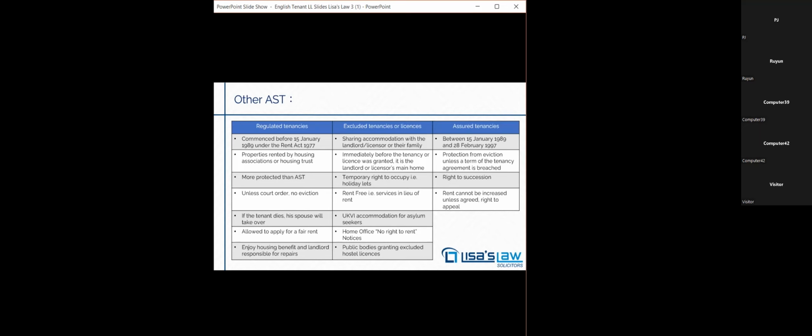As for assured tenancy, you rarely come across this as well, because it has to be granted between 15th of January 1989 and 28th of February 1997. They are very well protected as well. They're protected from eviction unless a term of the tenancy agreement is breached. They have a right to succession, which usually you don't have in the AST, and the rent cannot be increased unless it's agreed. And if it's disputed, the tenant has a right to appeal.